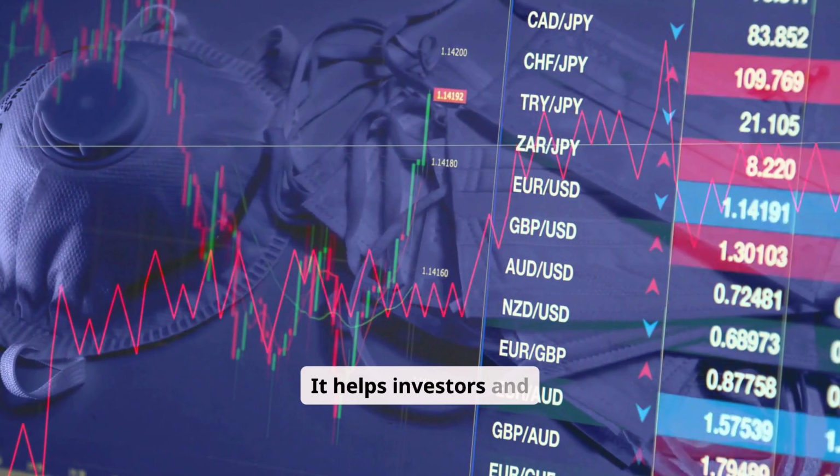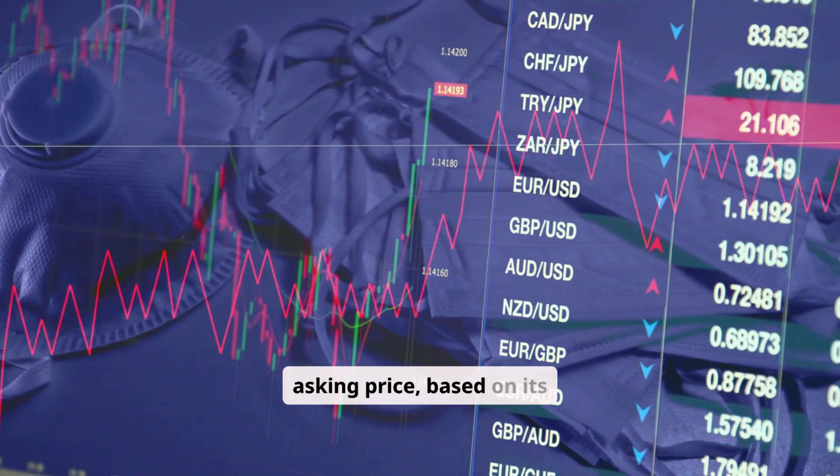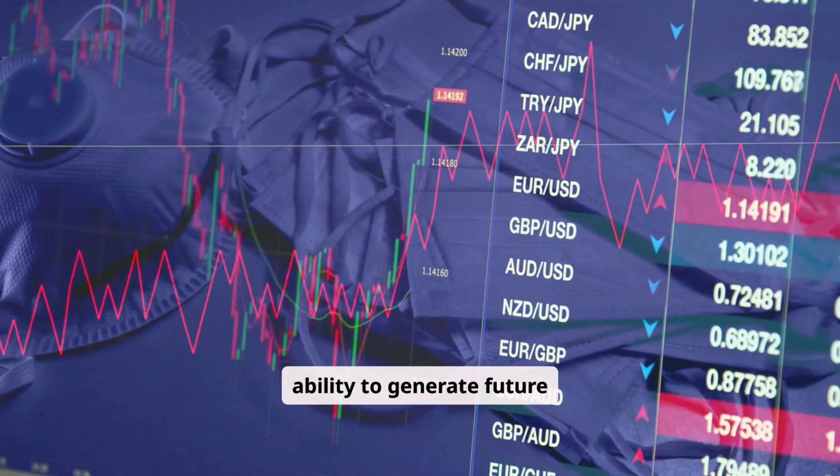It helps investors and analysts determine whether an asset is truly worth its asking price, based on its ability to generate future cash flows.